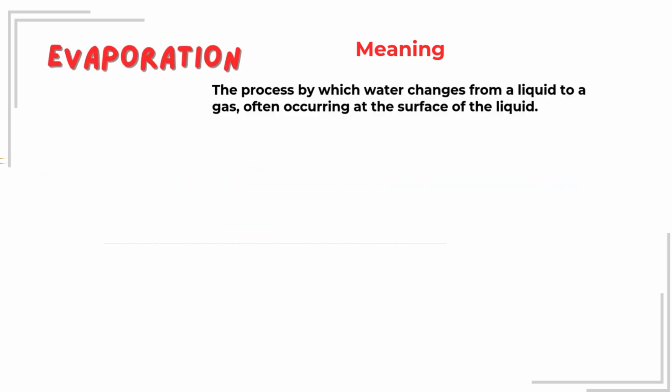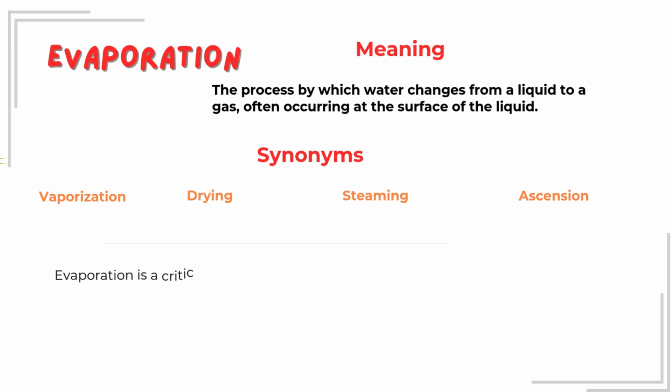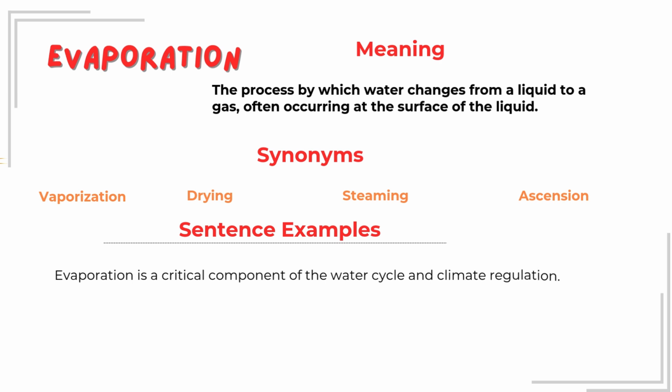Evaporation. The process by which water changes from a liquid to a gas, often occurring at the surface of the liquid. Vaporization. Drying. Steaming. Ascension. Evaporation is a critical component of the water cycle and climate regulation.